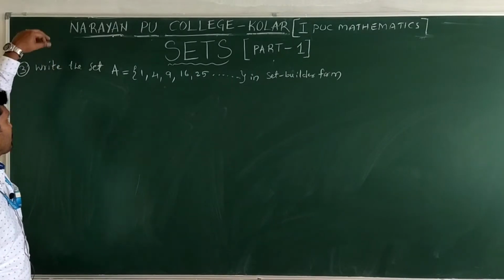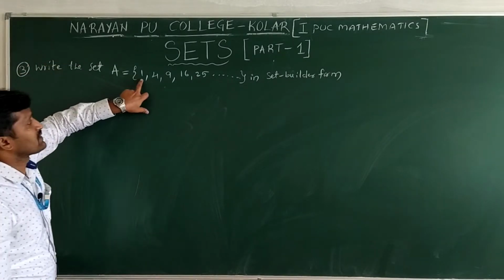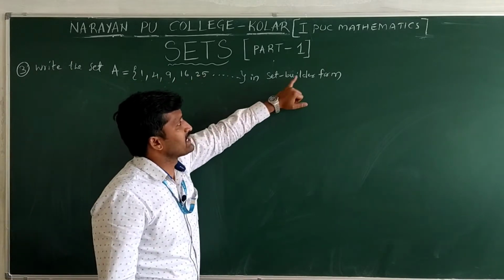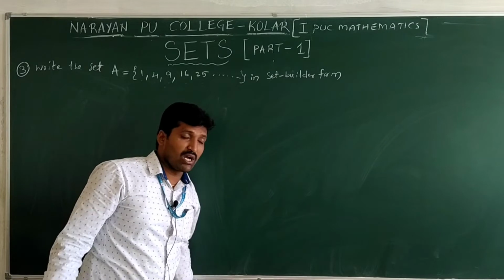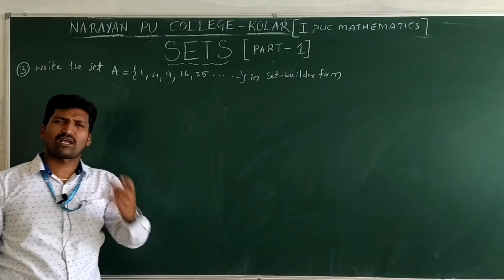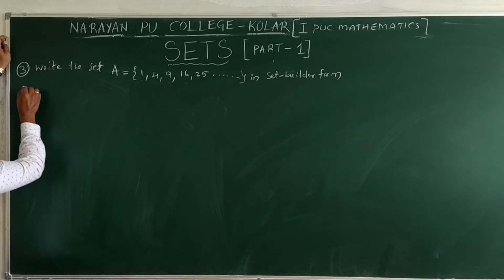See next question. Write the set A, the set of 1, 4, 9, 16, 25 and so on, in set builder form. Set builder form concept: all the elements of the set possess a common formula or property. Now how to write this one?